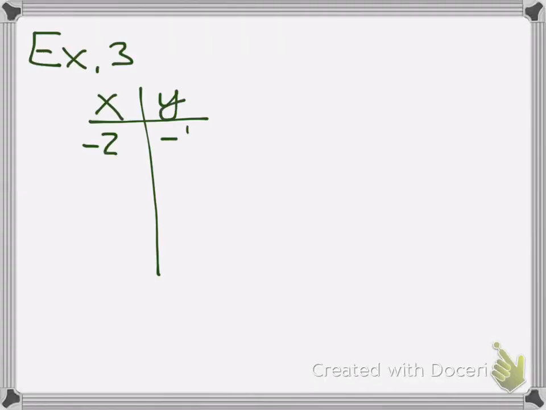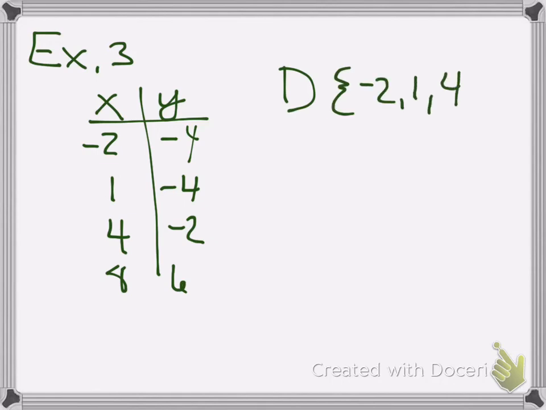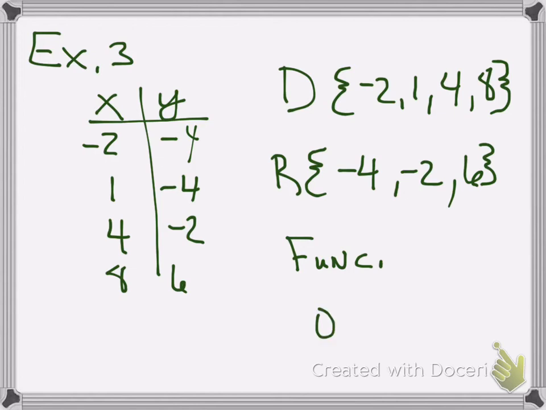Okay, next one. You can see here the domain. You can see here the range. This is a function. It is onto because each element of the domain.